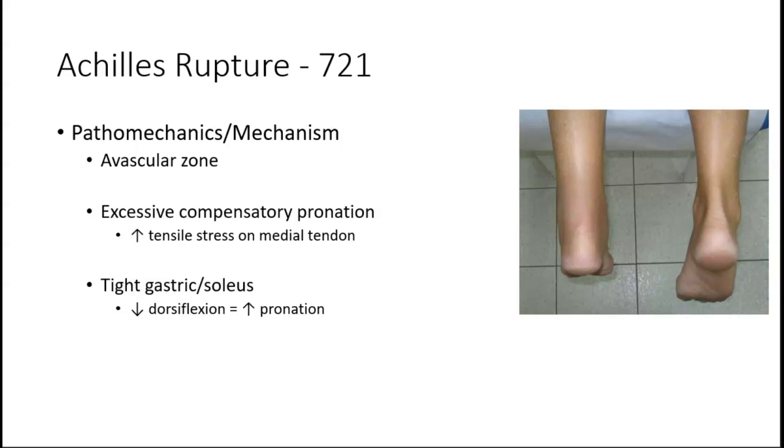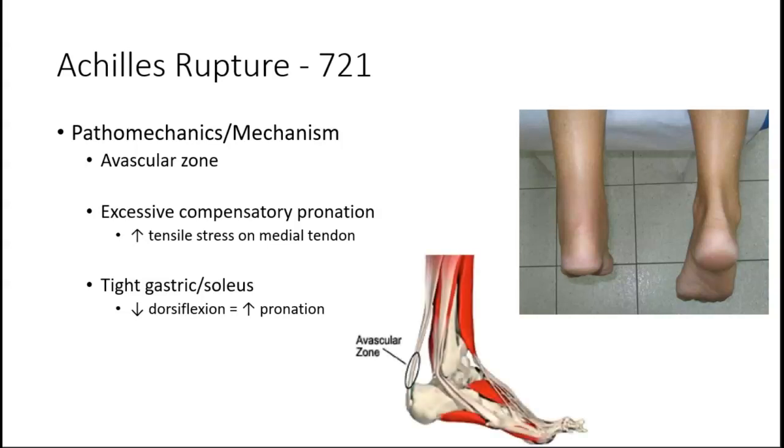I'll hit the pathomechanics real quick. This is on, what did I say, 721? Yeah, there it is. Under the pathomechanics and mechanism, it does talk about that area 2 to 6 centimeters proximal to the insertion of the tendon on the calcaneus as the avascular area where these things most commonly happen.